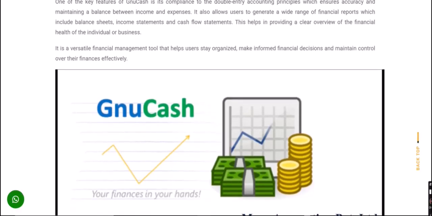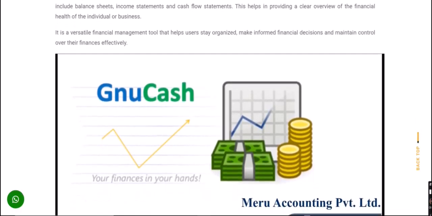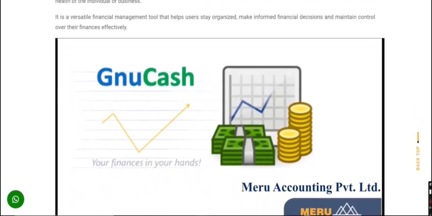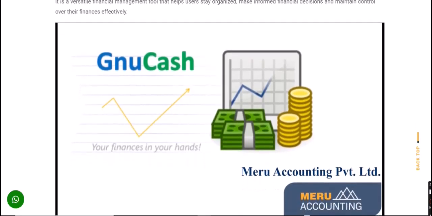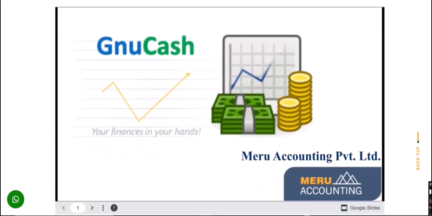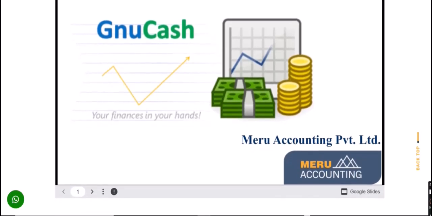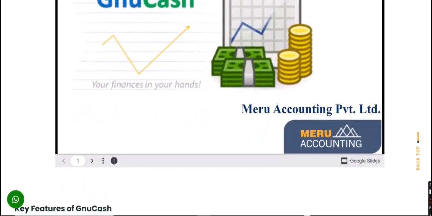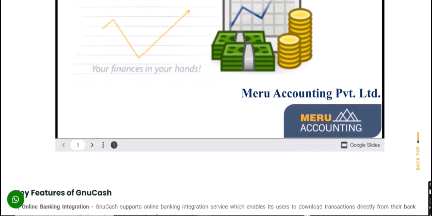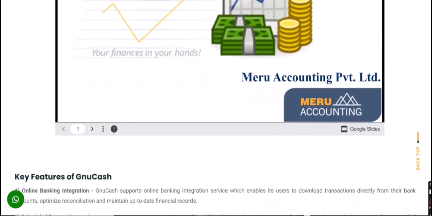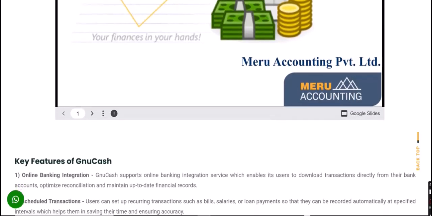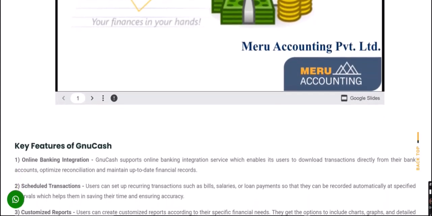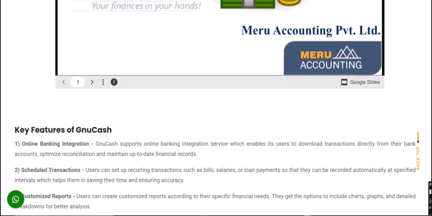Why is equity important in GnuCash? Understanding and correctly tracking equity in GnuCash is vital for several reasons. Measures financial health. For personal users, the equity section in GnuCash directly shows your net worth. It's a snapshot of your financial health, how much you truly own after considering all your debts. A growing equity balance indicates improving financial health.